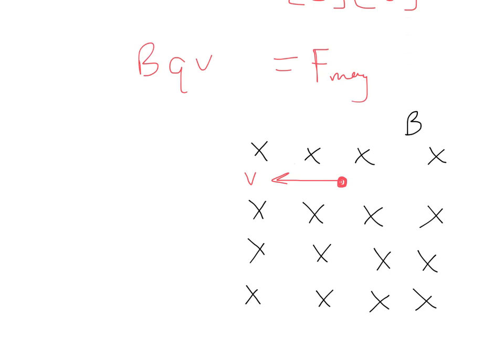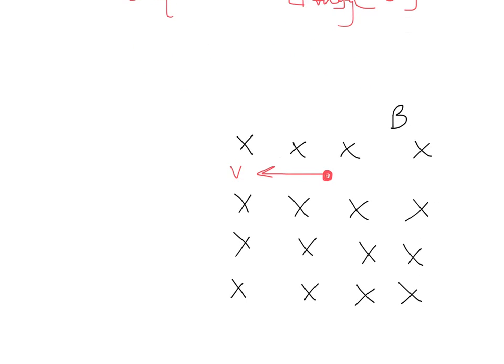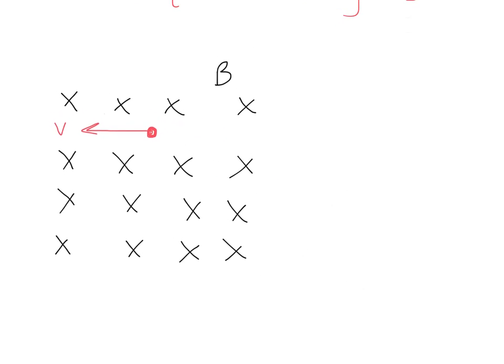Wait, so X's are into the page, dots are out of the page. Is that for B, or for anything? I could say the velocity is into the page, right? I could do another diagram in the next one.